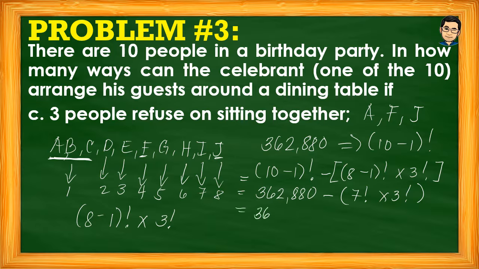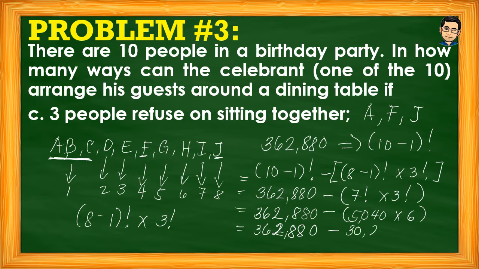Next, 7 factorial is 5,040 times 3 factorial, that is 6. So, the product of 5,040 and 6 is 30,240. Now, i-subtract lang po natin yan: 362,880 minus 30,240. Ang final answer po natin is 332,640 ways.